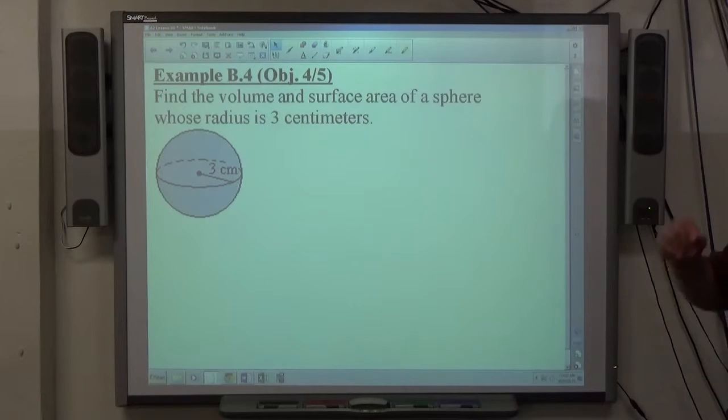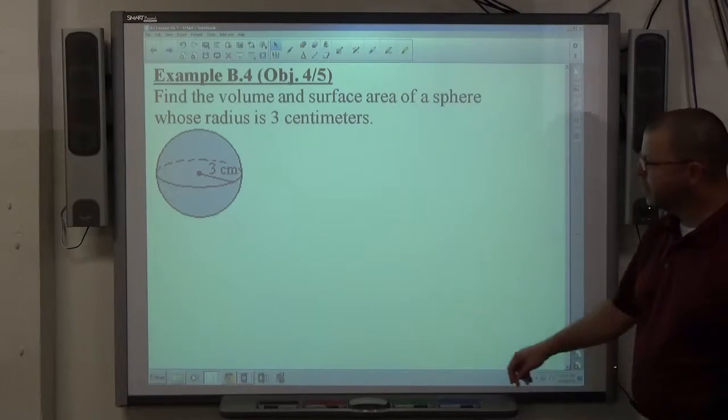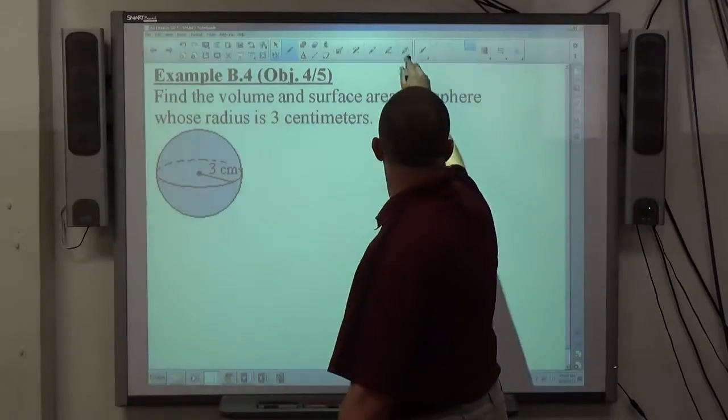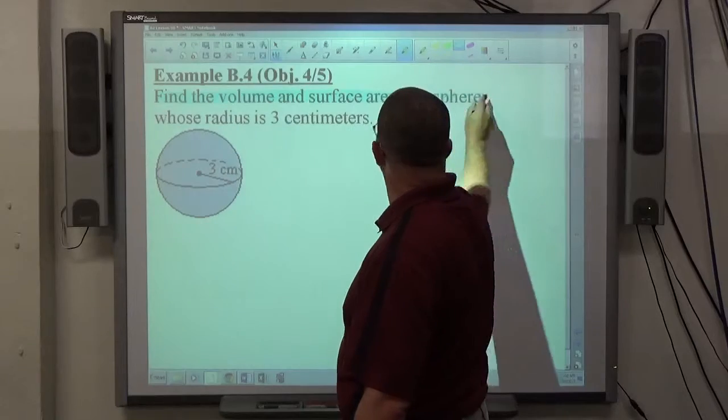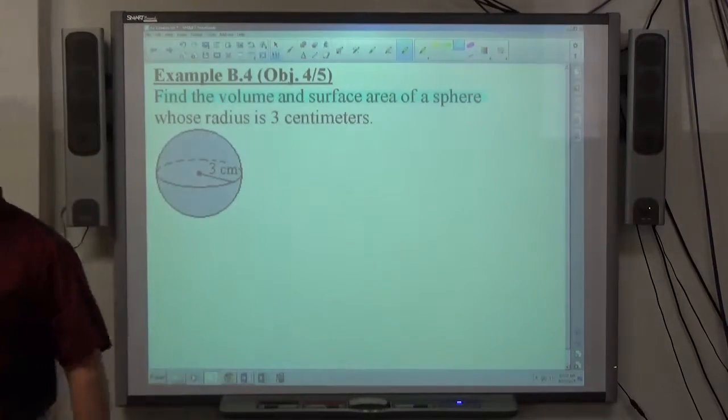All right, our next picture here is a sphere. The only thing you need to know about a sphere to find anything, volume or surface area, is its radius. And notice it does ask for volume and surface area. All right, so it's asking for both pieces of information.